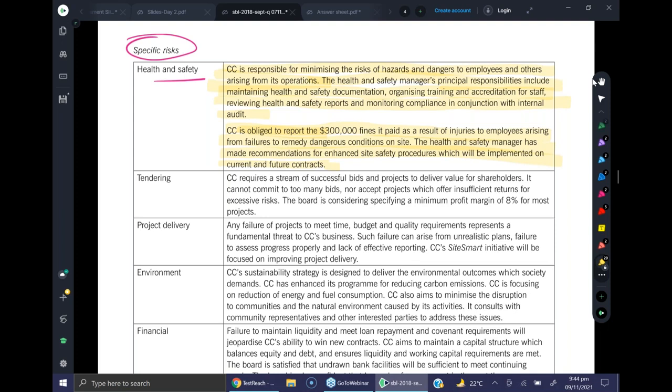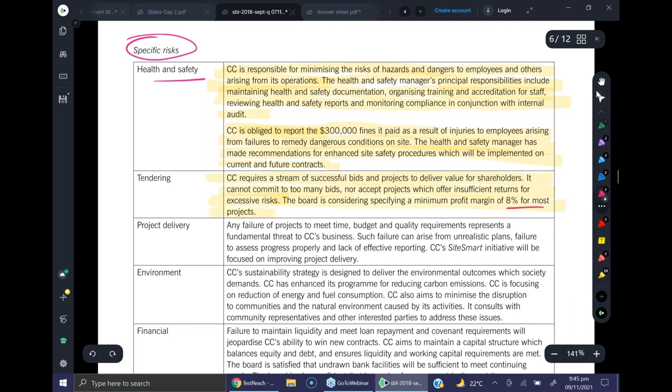All right. Now, keep the information from these risks in mind. They might be used to explain some of the points which are coming up. Now, the risk of tendering is next. It says that CC requires a stream of successful bids and projects to deliver value for shareholders. It cannot commit to too many bids nor accept projects which offer insufficient returns for excessive risk. The board is considering specifying a minimum profit margin of 8%.